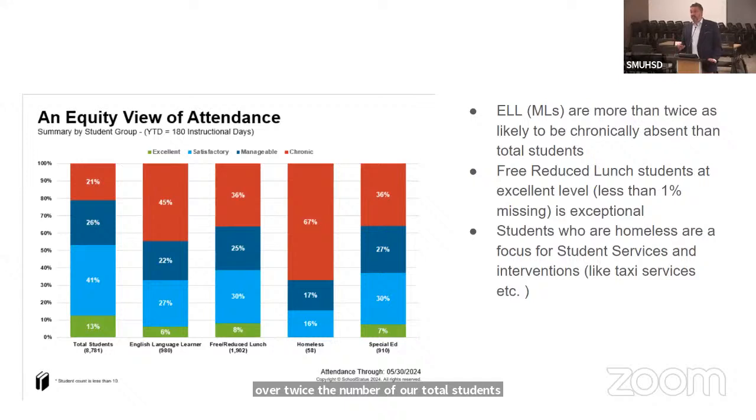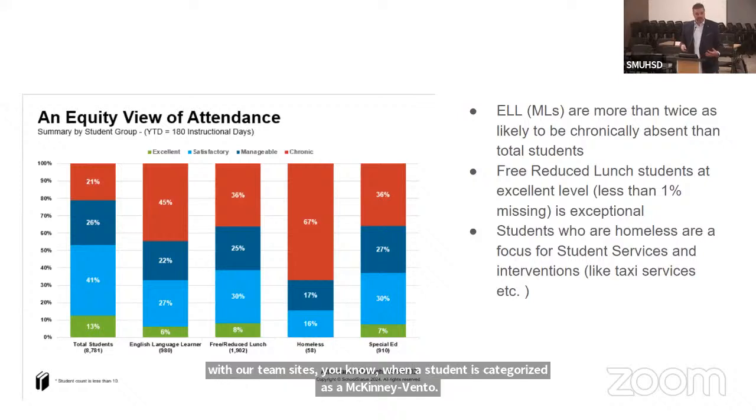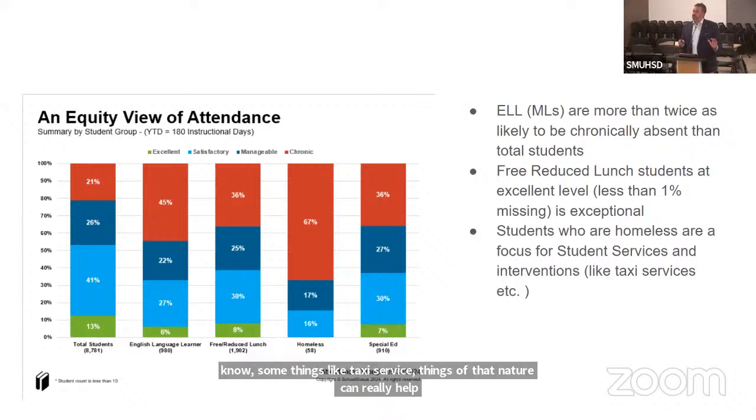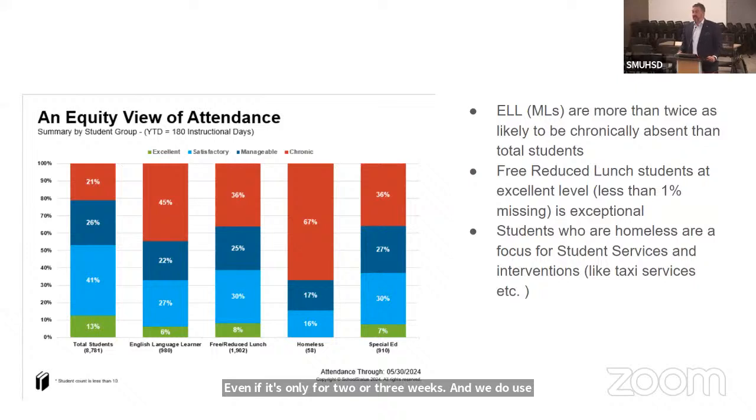One focus is, as the homeless liaison that I am, working with our team sites, when a student is categorized as McKinney-Vento, some things like taxi service can really help, even if it's only for 2 or 3 weeks. And we use our grant funds to help fund this, and to send a taxi out for a period of time, helping get students to school. We see a lot of improvement.